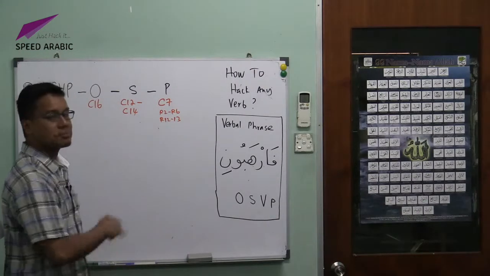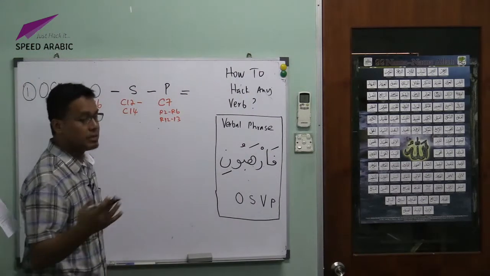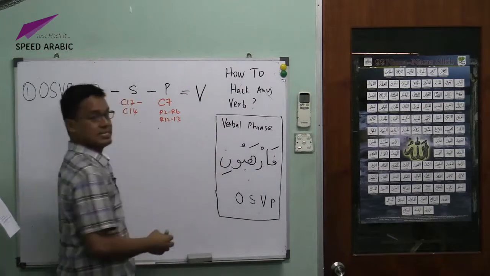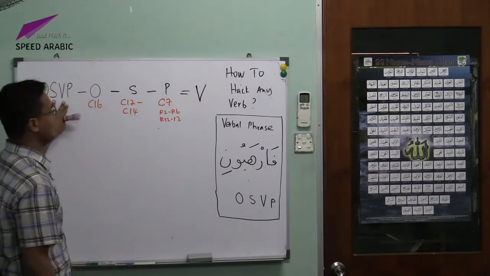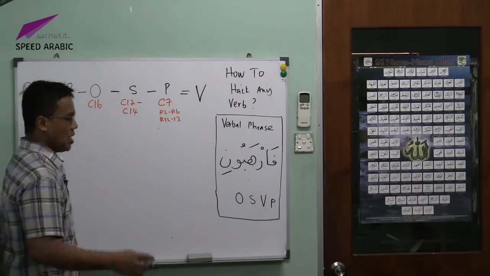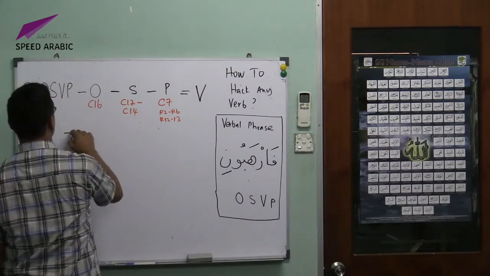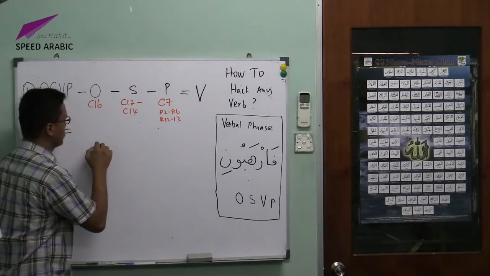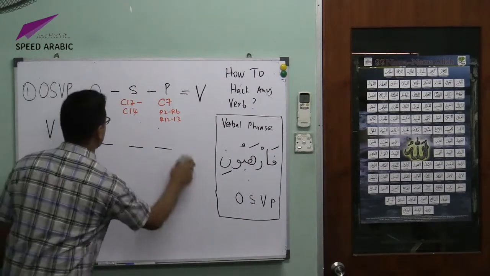And when you have subtracted the OSP, what will you get? You will get the verb, right? You will get the verb because we subtracted OSP from OSVP. And when you have gotten the verb, it would have how many roots? 3 roots, right? 3 roots.